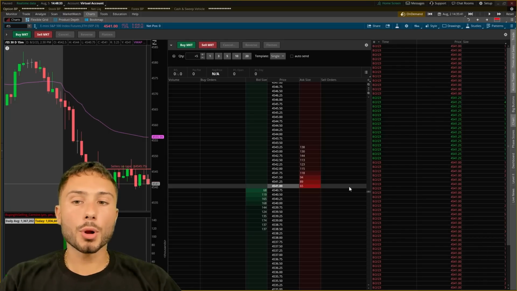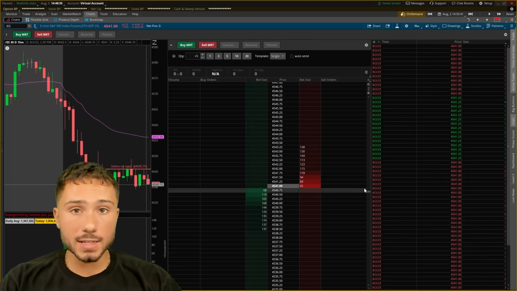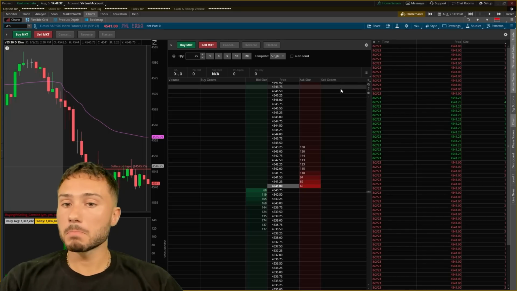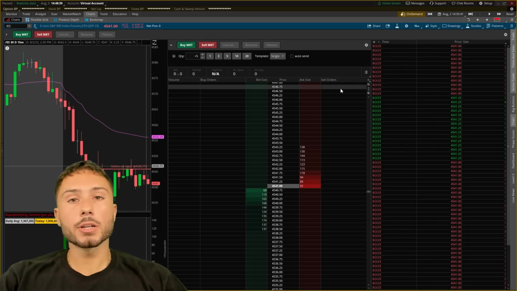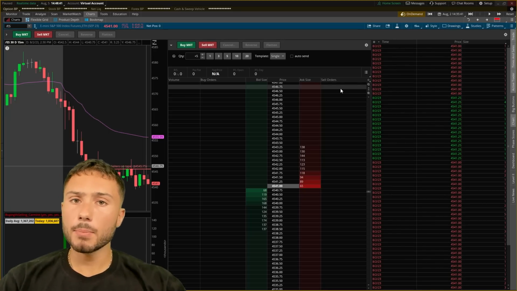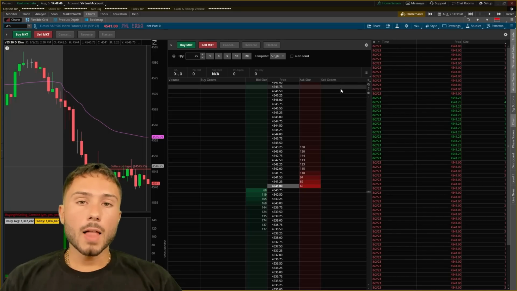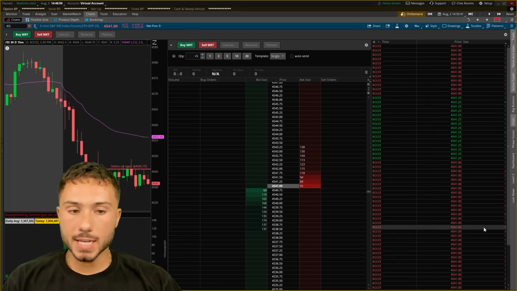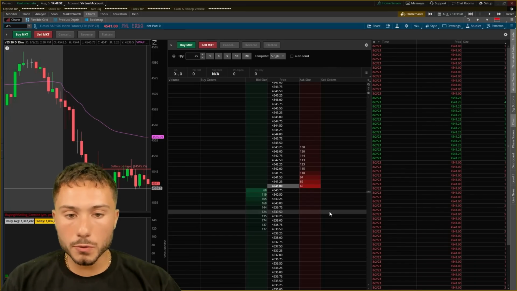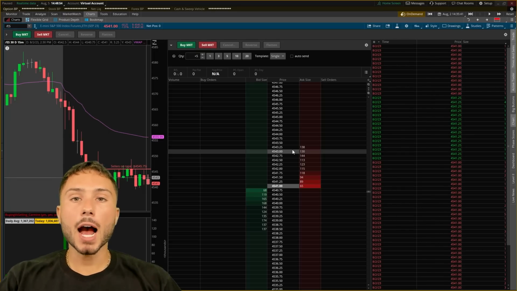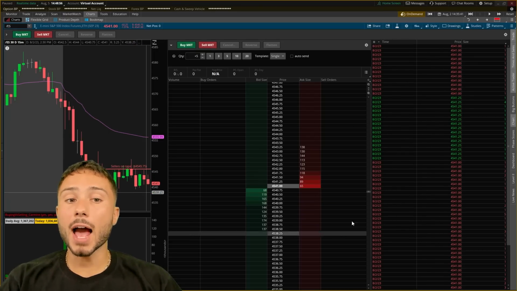And there's way more in-depth strategies to organize this data, such as delta, such as a footprint chart, such as a reconstructed tape, such as a heat map. A lot of people, and I agree with them with this, say the time and sales moves very fast, the level 2 moves very fast, but you have to train your eyes, and there's tools to simplify this data so you don't go crazy.